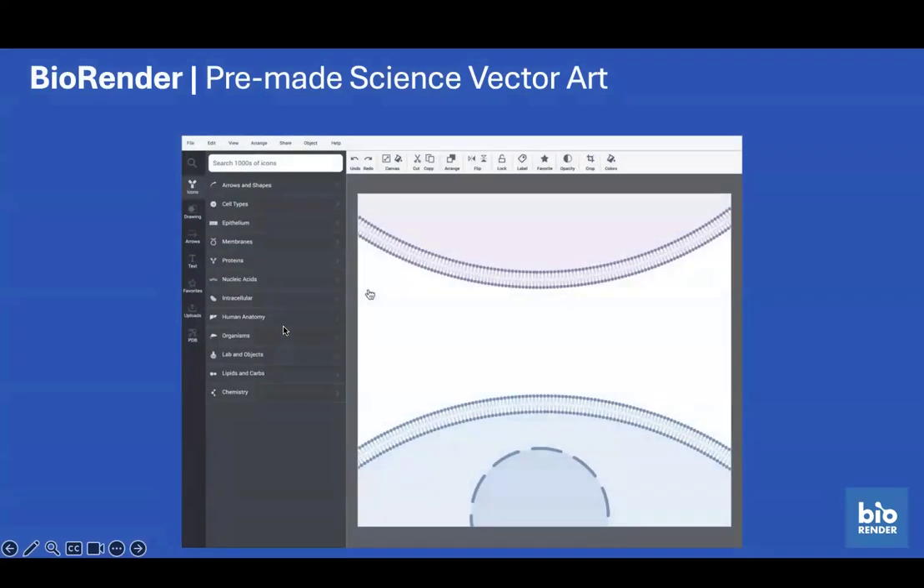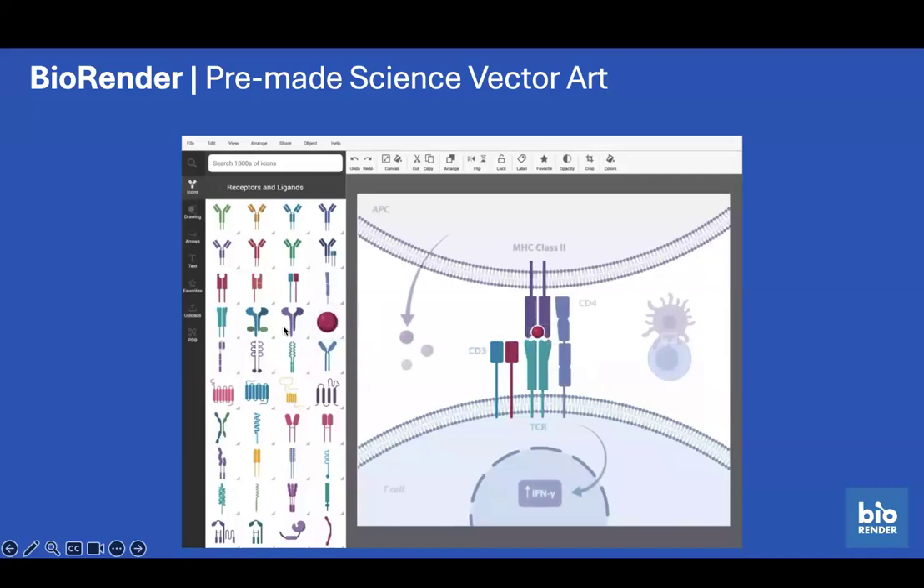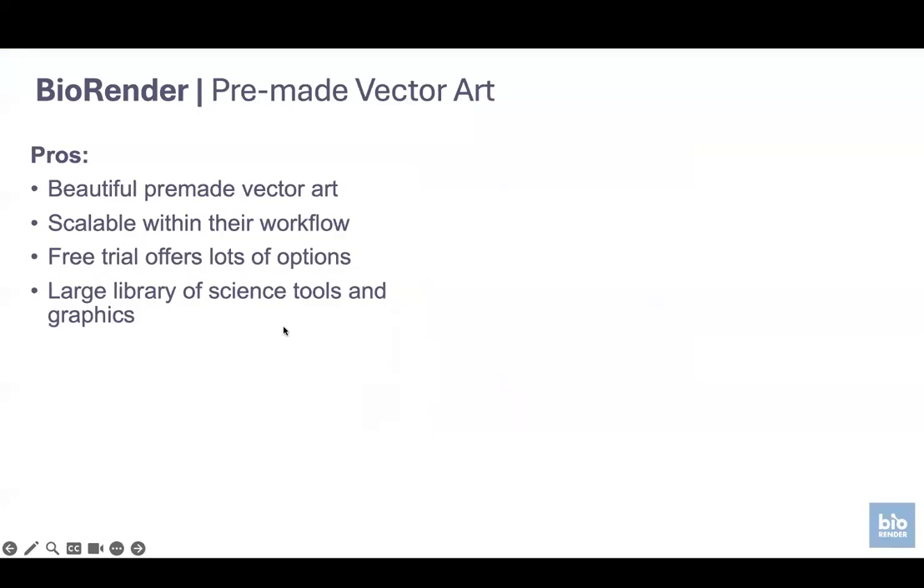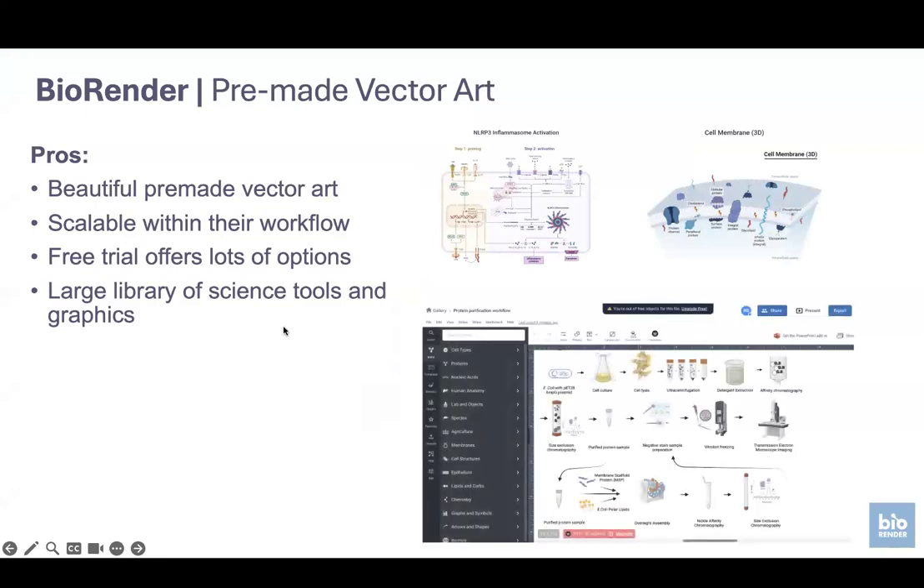So BioRender is a company that makes pre-made science vector art, which is great. They're a bunch of science illustrators and have a huge library of different pre-made scientific options. So it's scalable, their free trial is decent, and they have lots of science tools and graphics and templates that you can use for your research. I primarily like using BioRender for my workflow, but I also use it to get inspired and see how their science illustrators made different vector art.